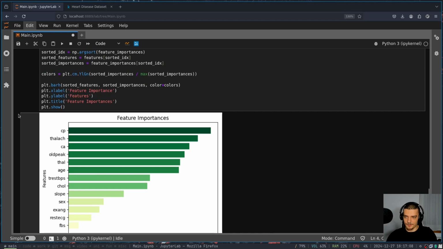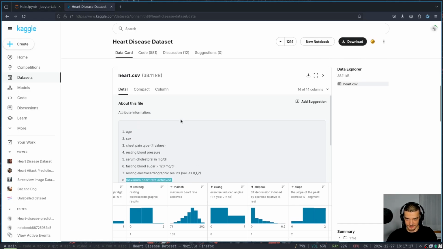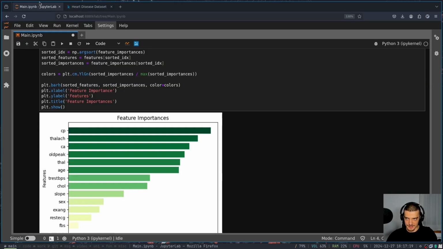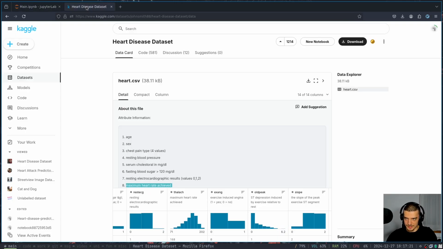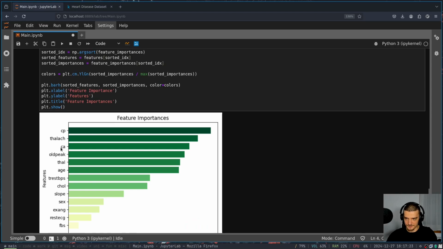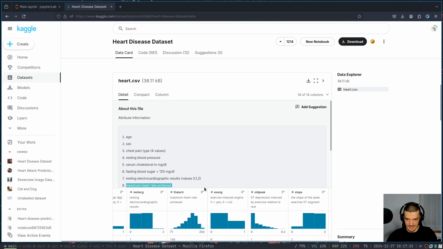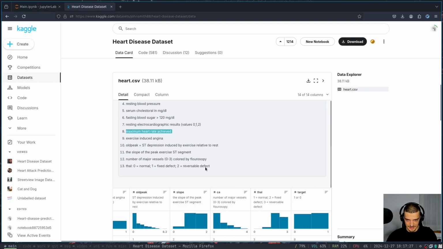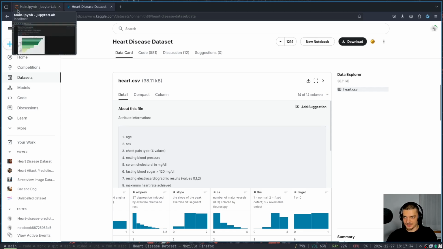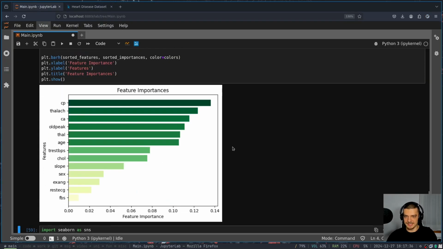But yeah, the most important feature when it comes to predicting whether someone has a heart disease or not is the type of chest pain. So not if someone has chest pain, but the type of chest pain. We have 4 values for that. And then also the maximum heart rate achieved. And then CA, what is CA? CA is the slope of the peak exercise ST segment, whatever that is. So I'm not a medical professional, I don't know what that is, but yeah, this is an interesting analysis.